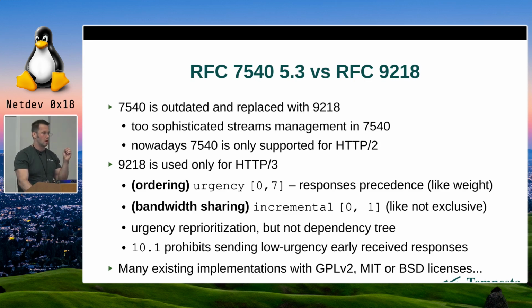It means that a resource with urgency 0 will be loaded earlier than a resource with urgency 1. We also have the opportunity to share bandwidth. It's for the incremental flag, just like the explicit clock in 7540. So when we started to work on this task, we wanted to just borrow some compatible license code in our project.